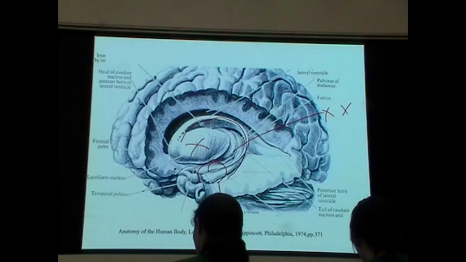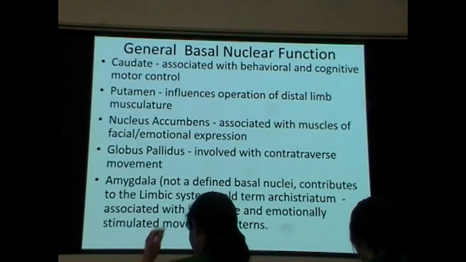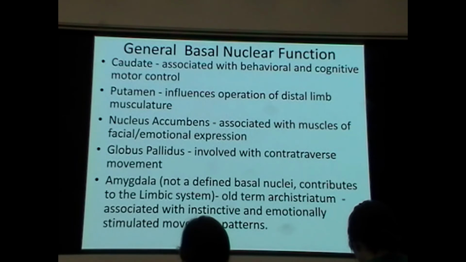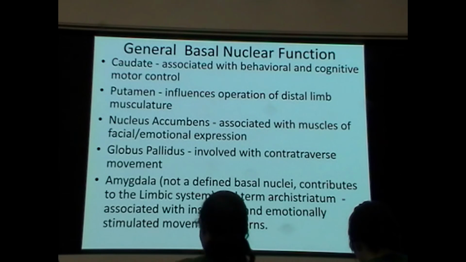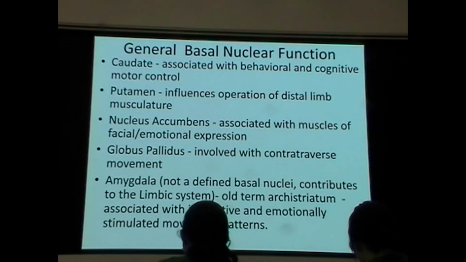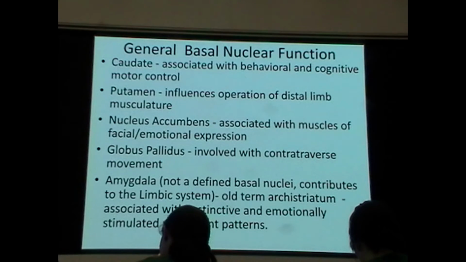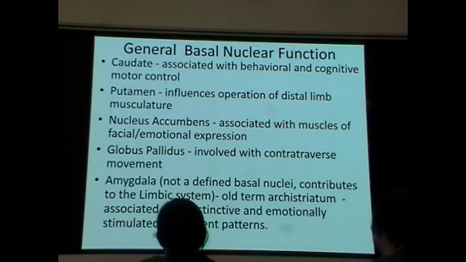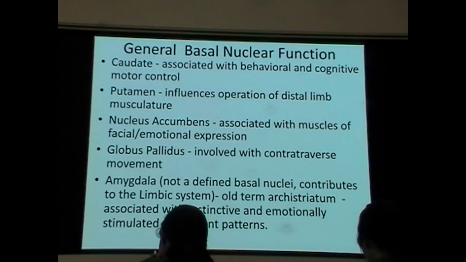In relationship to some of these nuclei, there's some general basal nuclear functions. The caudate nucleus is associated with cognitive or behavioral motor control. Okay, so things we know how to do or things that we do because of a learned behavior or a genetically transferred behavior. Caudate has a lot to do with that output. Putamen influences the operation of distal limb musculature. Okay, nucleus accumbens, once again associated with muscles of facial expression or emotional expression. Okay, so that in many ways is also behavioral.